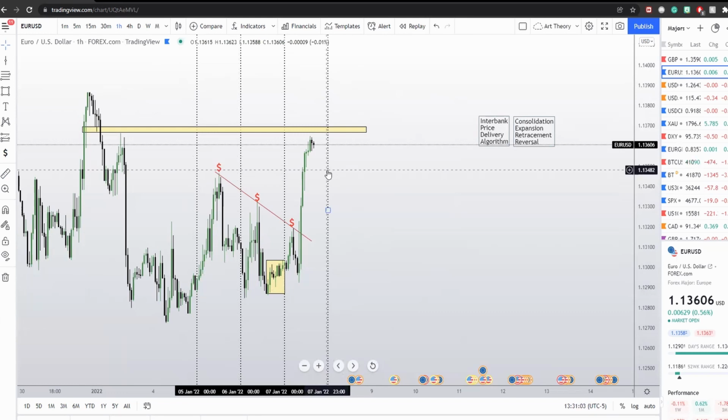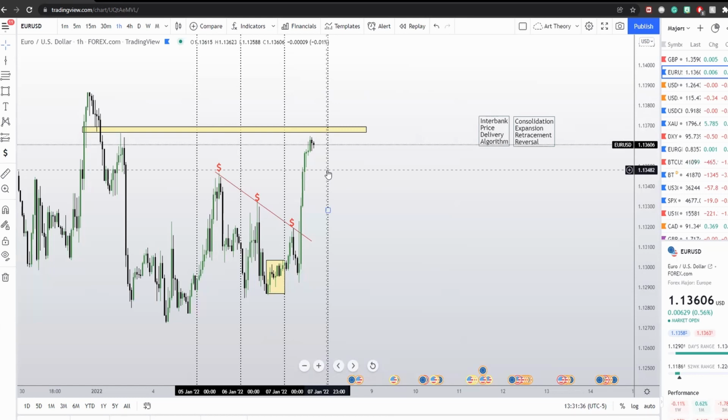And like I said, IPDA is what controls 100% of the markets. All it does is consolidate. It always starts from consolidation. It starts from consolidation to an expansion, and then from that it can go back to consolidation, or it can go to a retracement or a reversal. It's going to go from consolidation first, always consolidation first. Consolidation is needed before any of those can happen.